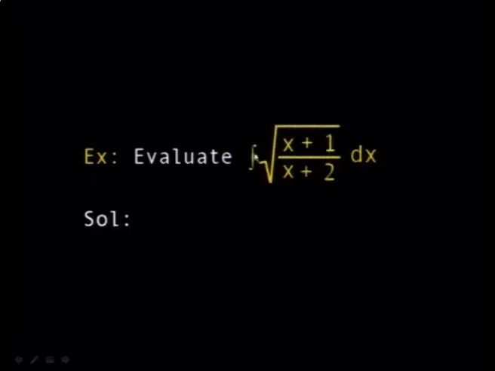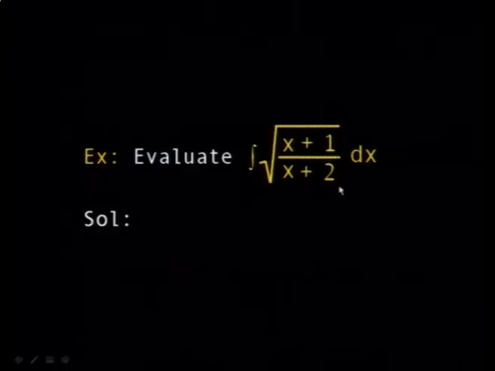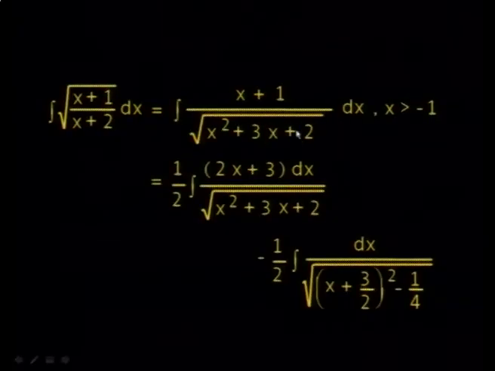Now again, for example, evaluate the integral of the square root of x plus 1 divided by x plus 2. Again, in this form of integrals, you can multiply both the numerator and the denominator by the square root of x plus 1. So this becomes x plus 1 over the square root of x plus 1 times x plus 2. This is a simple way of doing this kind of integrals.